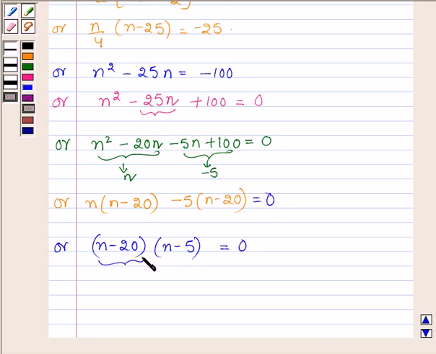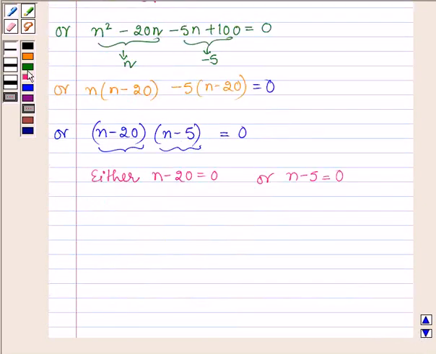Now, if the product of two numbers is equal to 0, then at least one of them is 0. This implies either n minus 20 is equal to 0, or n minus 5 is equal to 0. This implies n is equal to 5 or 20. Both the values of n give the required sum.